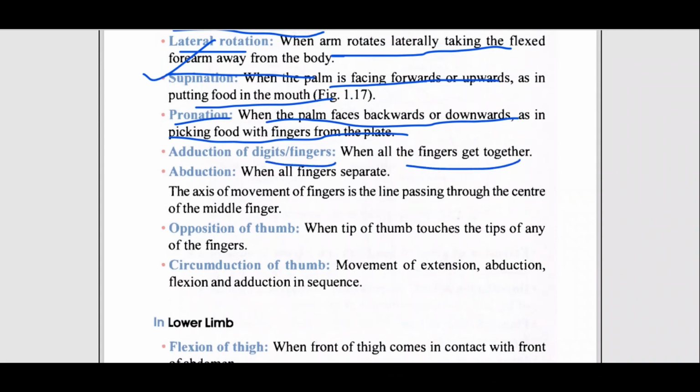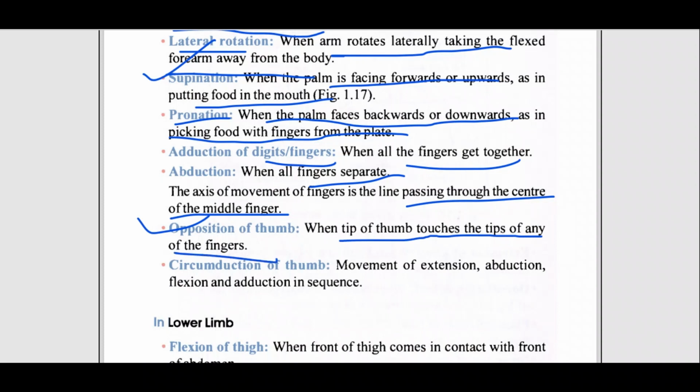Now adduction of digits or fingers, when all the fingers get together. जब आप तमाम fingers को एक साथ touch करते हैं, that is your adduction. Abduction, when all the fingers are separated. The axis of movement of fingers is the line passing through the center of the middle finger or position of thumb.